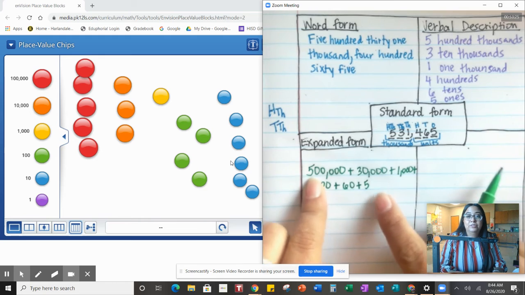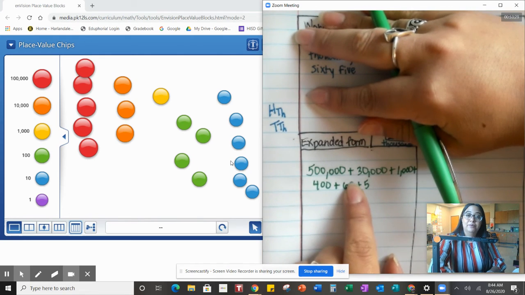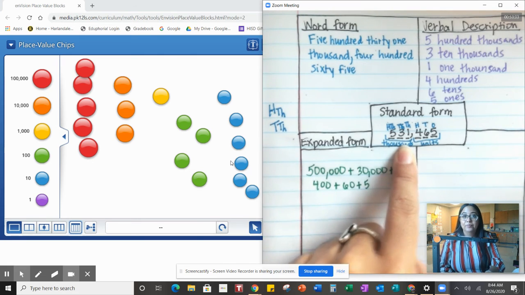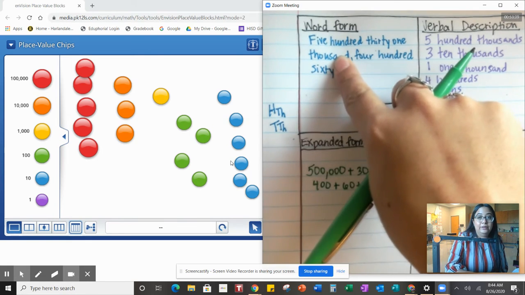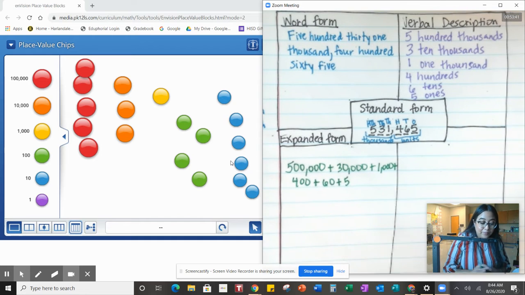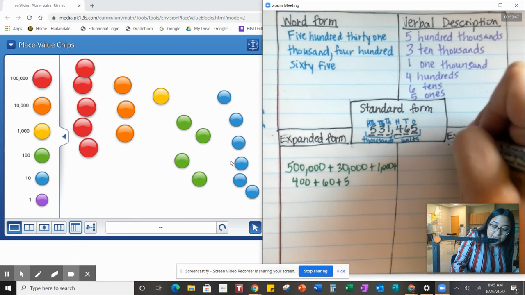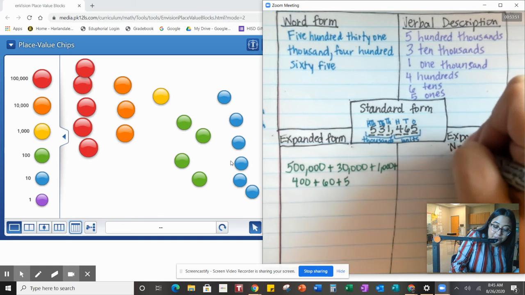You guys should be able to also only see this expanded form of the number and then be able to turn it into the standard form or the word form or verbal description. So you should be able to do these interchangeably, where you could have one and do all the others from that. So now we're going to go on to expanded notation, which again is another thing that you guys did in 3rd grade. So here's expanded notation.